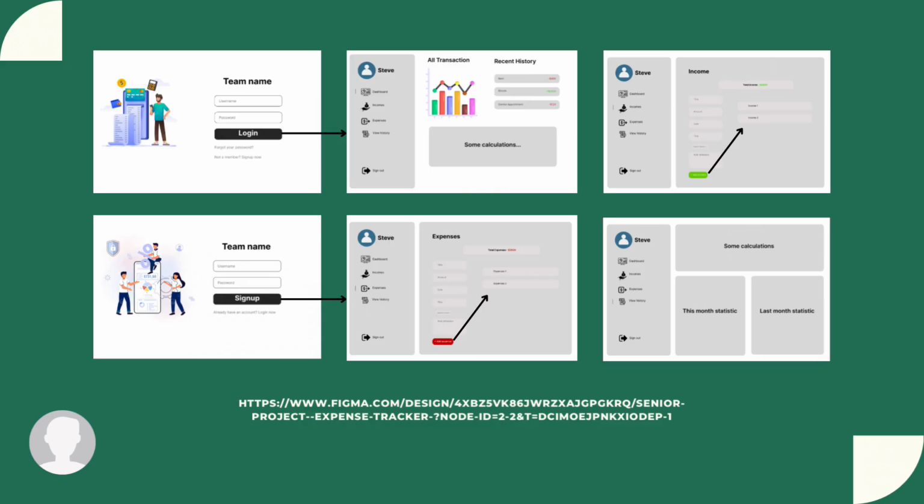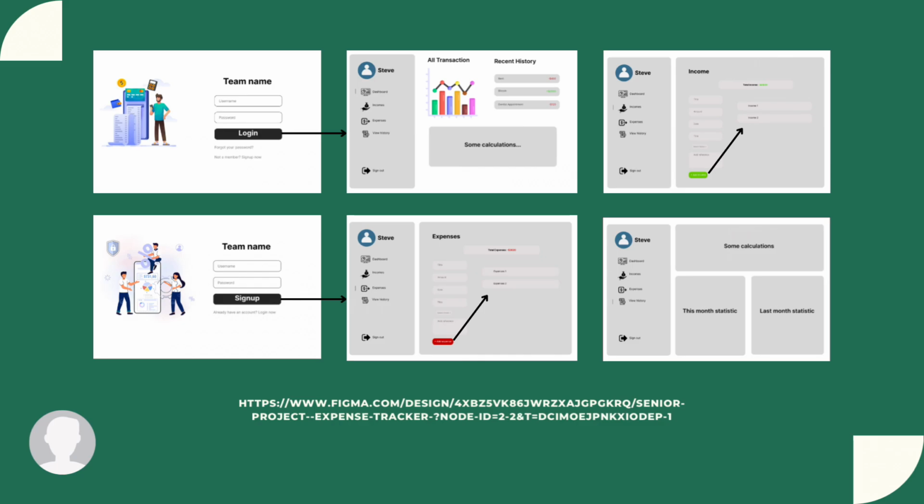In the top middle wireframe, you will see the transaction history and chart section, where users can view categorized expenses, for example food, transport, and bills, along with visual graphics to help them see their spending trend over time.